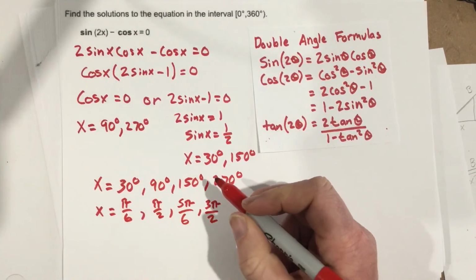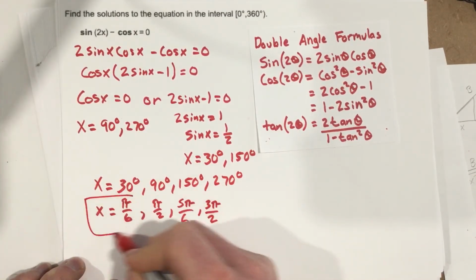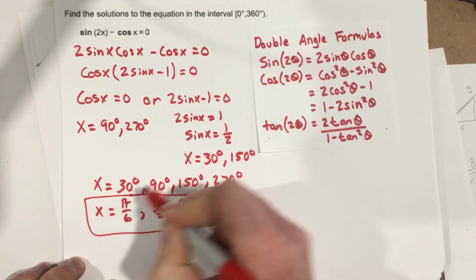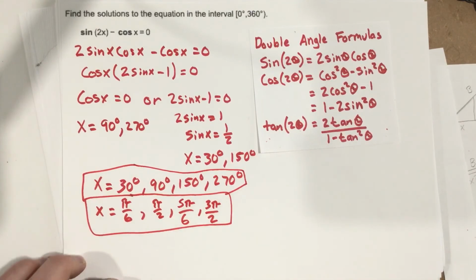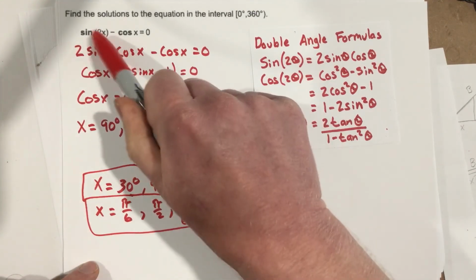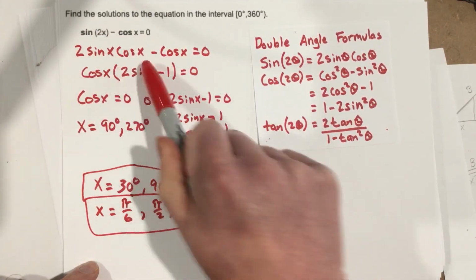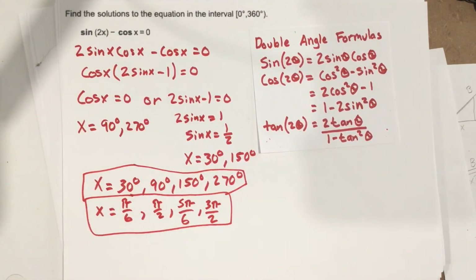And so our solutions from 0 to 360 degrees are either those 4 in degrees, or those 4 in radians. And how did we figure this out? The double angle formula got us to the zero product property, so we could solve.